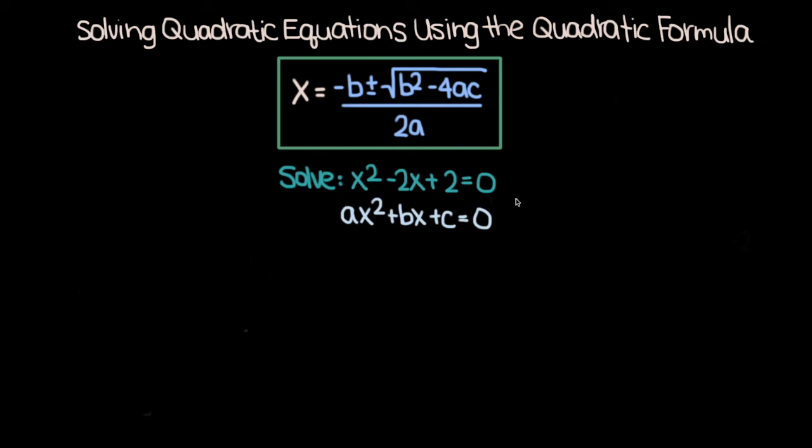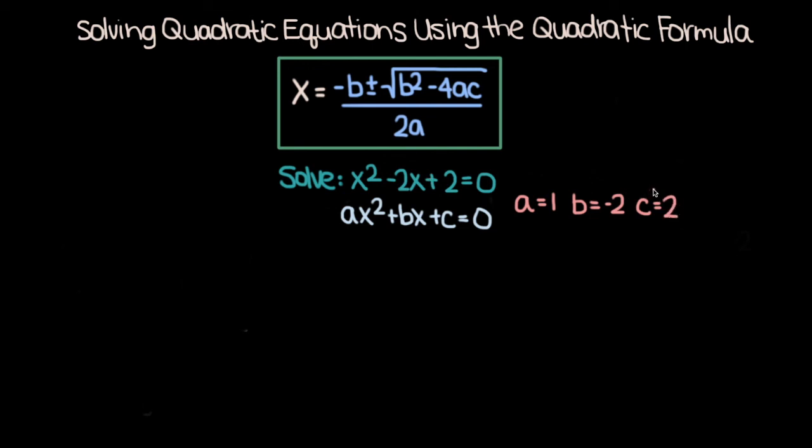So let's start off the same way we did the last two problems. Let's identify the values of a, b, and c. A is the coefficient of the x squared term, so it's 1. B is the coefficient of the x term, so in this case that's negative 2. And c is the constant term, which for this example is 2.